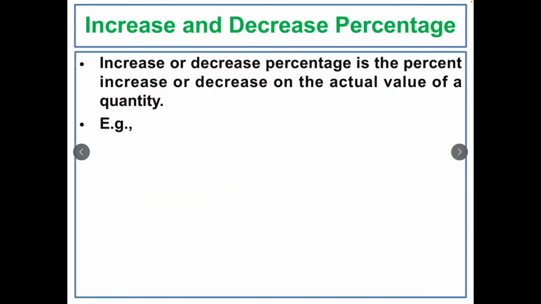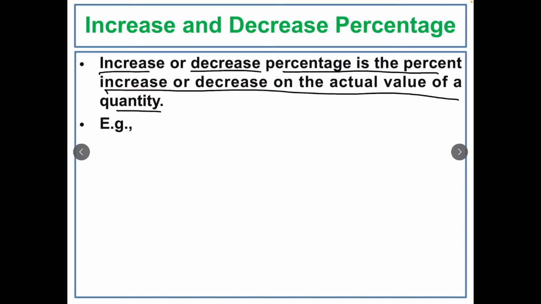Increase and decrease percentage is the percentage increase or decrease on the actual value of a quantity. There will be a value which is called the actual value of the quantity, or any article or product. If there is an increase or decrease on the value of that product, that is called the increase or decrease percentage. Let's understand this with the help of an example. Let's take one example of increase percentage and one example of decrease percentage.